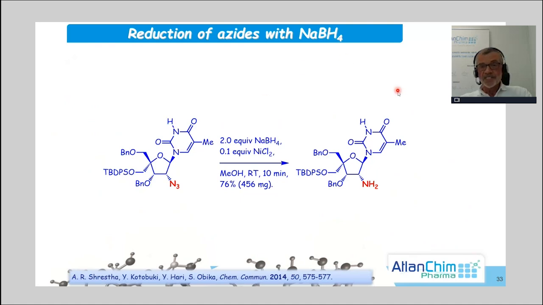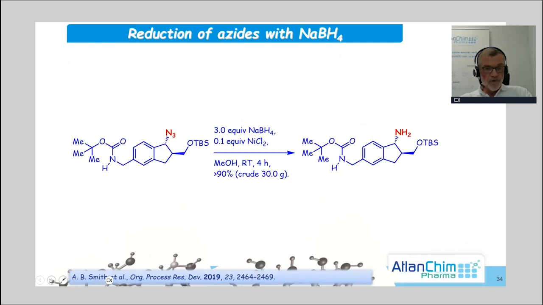In the synthesis of bridged nucleic acids, the azido group here at the 2' position was reduced to an amine by sodium borohydride in the presence of nickel chloride in methanol over a short period of time to afford the amine here in good yield.